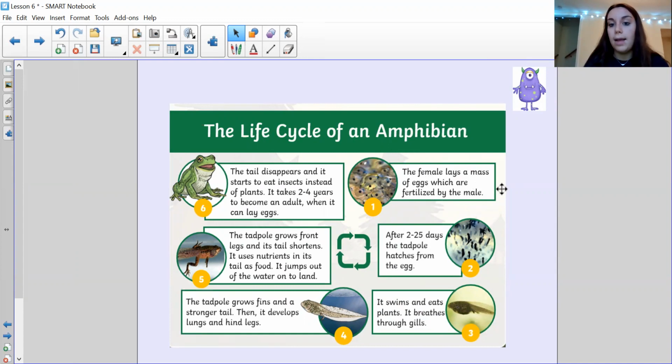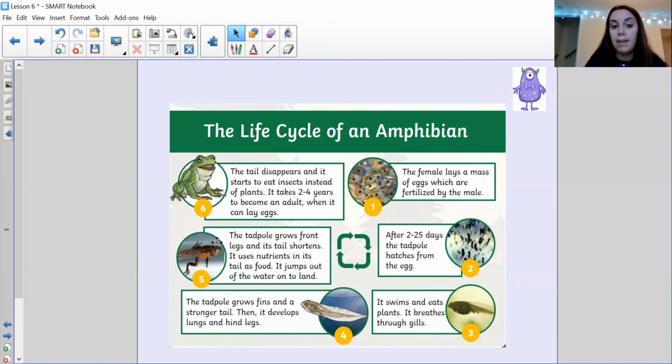They've both laid eggs. After 2 to 25 days, the tadpoles hatch from the eggs. We have a little tadpole with a tail. It swims and eats plants, and it breathes through its gills, so it's getting bigger. Stage 4, it grows fins and a stronger tail and has lungs to help it breathe and hind legs. So again, our animal is getting bigger.